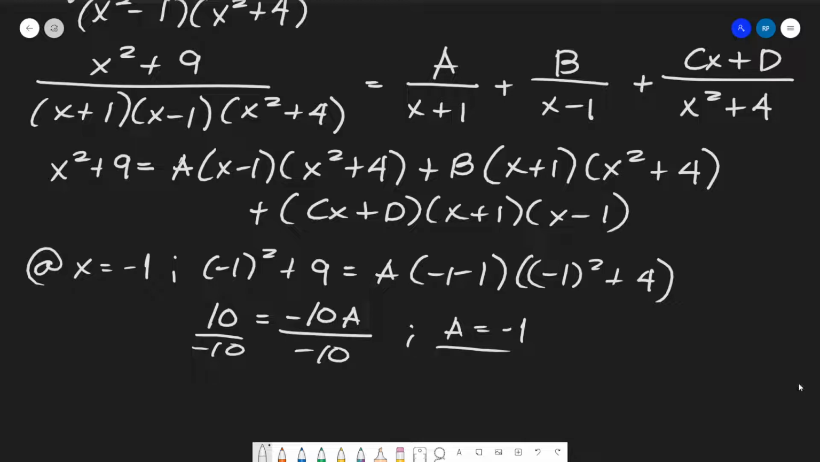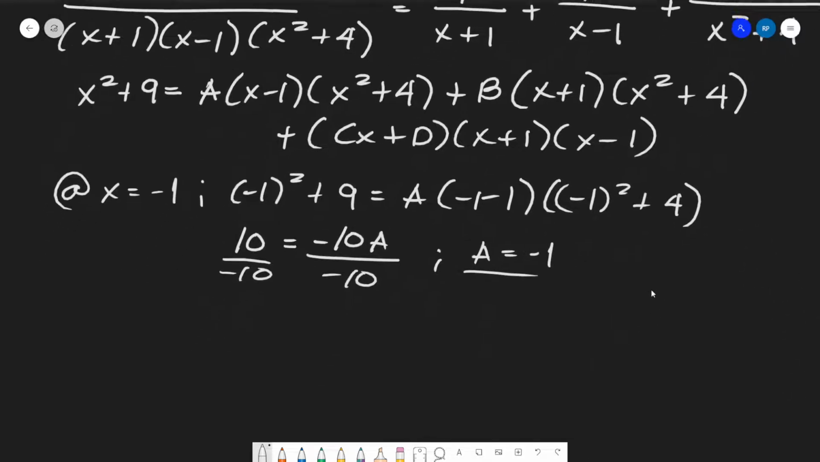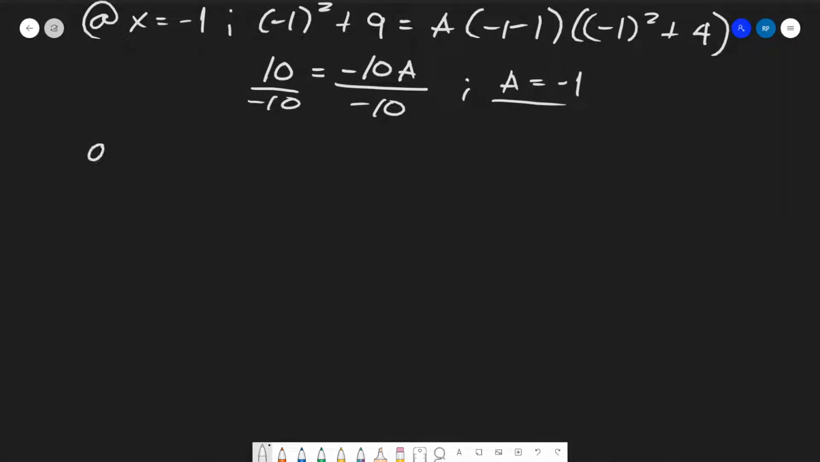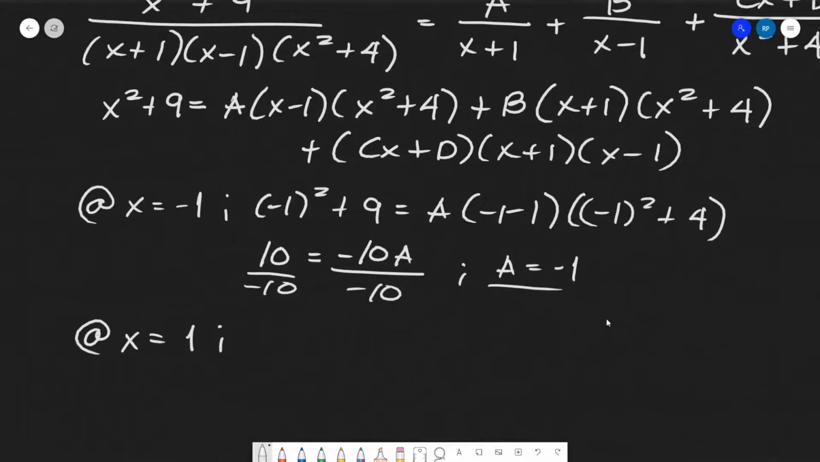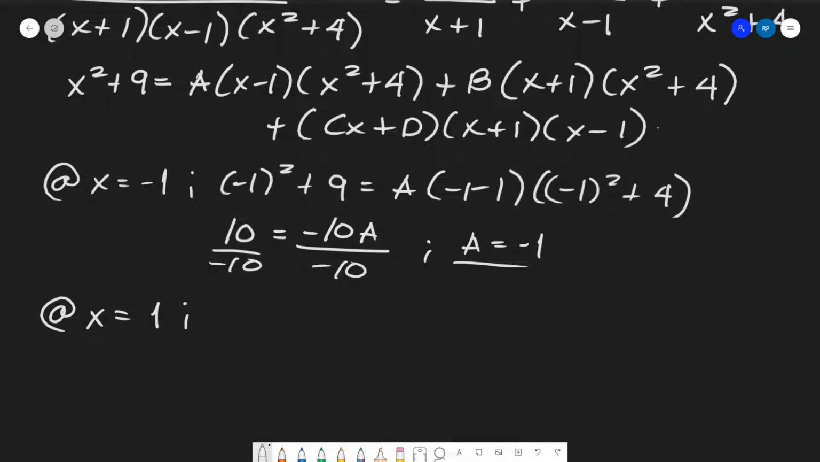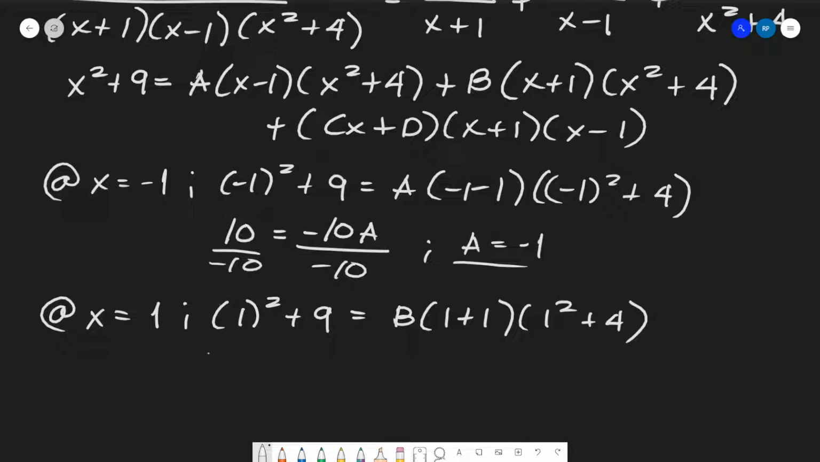Yan. Okay? So, next, at x is equal to positive 1. So, lahat ng may x minus 1, mawawala muna, no? Lahat ng may x minus 1, that is a, tsaka yung c and d, no? So, ano may iiwan natin? Yung b, no? 1 squared plus 9 is equal to b times 1 plus 1, 1 squared plus 4. Ayan. So, we have here 10 is equal to b times 2 times 5 is 10, no? So, b 10. Divide both sides by 10. So, therefore, b is equal to positive 1.